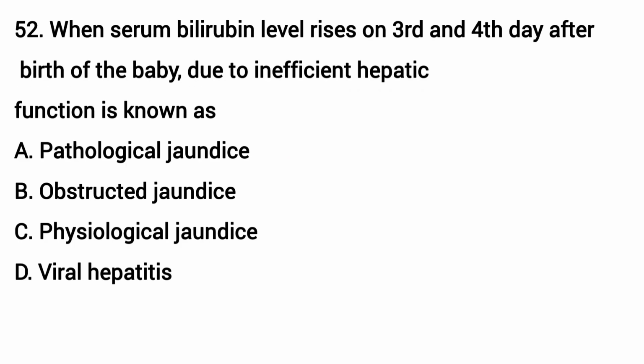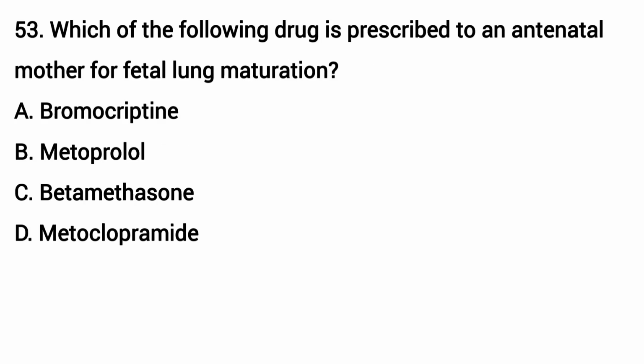When serum bilirubin level rises on third and fourth day after birth of the baby due to inefficient hepatic function is known as. The answer is C. Physiological jaundice. Which of the following drug is prescribed to an antenatal mother for fetal lung maturation? The answer is C. Betamethasone.